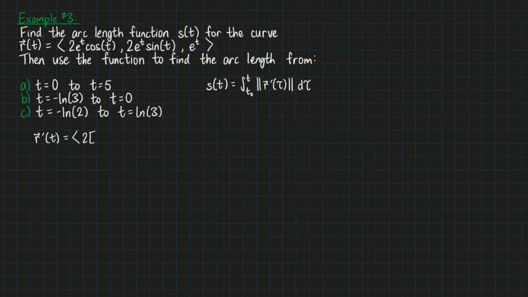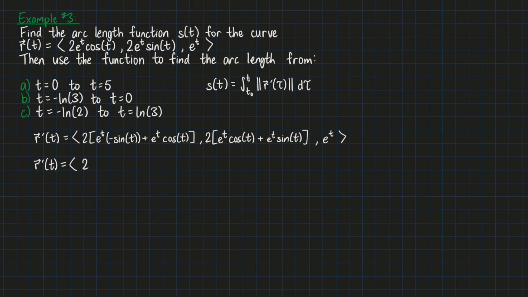The derivative of e to the t times cosine of t is e to the t, and then we take the derivative of cosine of t, negative sine of t, plus the derivative of e to the t, which is e to the t, and then we just write cosine of t. And then for the second component, we should have 2 e to the t cosine of t plus e to the t sine of t. And then the derivative of e to the t is just e to the t.